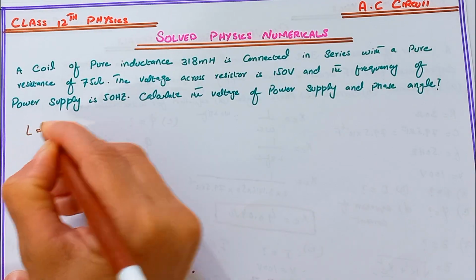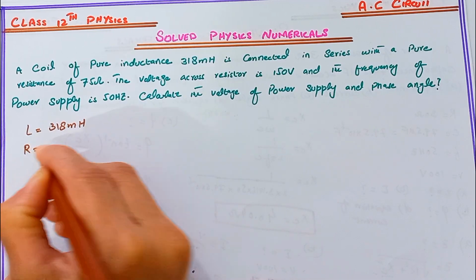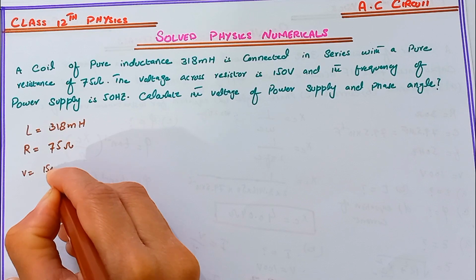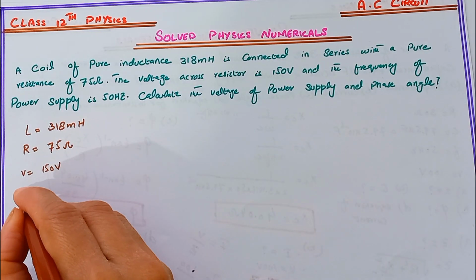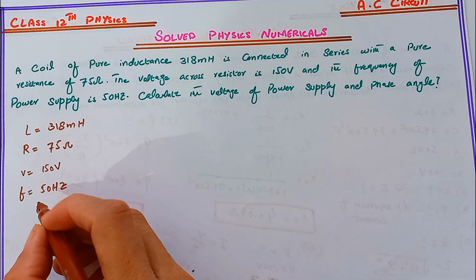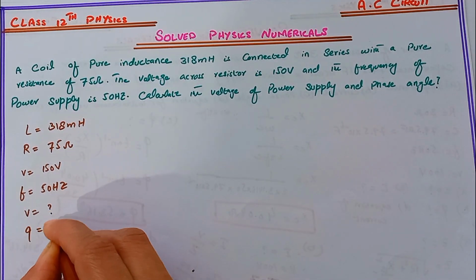Here the inductance of the inductor is given as 318 millihenry. Resistor R is given as 75 ohm. The voltage across the resistor is given as 150 volt. The frequency of the power supply is 50 hertz. Calculate the voltage of the power supply and the phase angle.